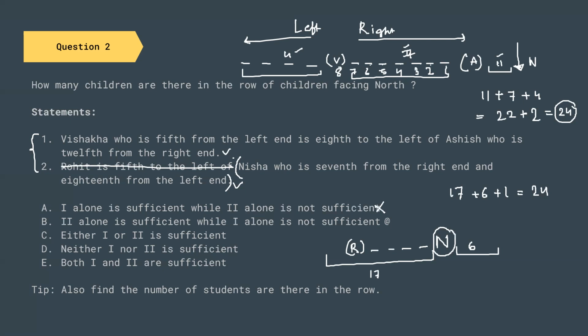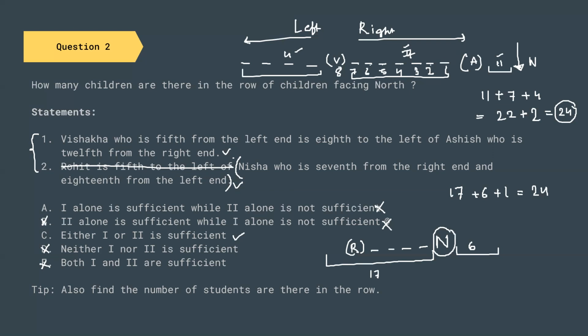This is a wrong answer. 2 alone is sufficient while 1 alone is not sufficient. This is also wrong. Either 1 or 2 is sufficient. We can use either the first statement, we can use either the second statement. Both of the statements help us to reach the conclusion correctly. Neither is wrong. We don't require both of these statements together. So option number E is also wrong.